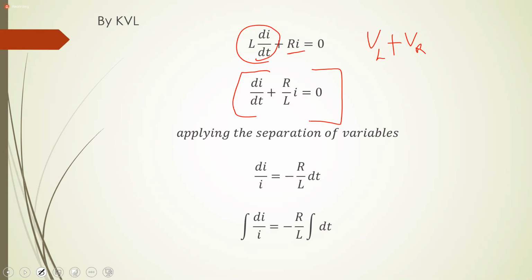Applying separation of variables, we have di over i is equal to minus R over L dt. Taking the integral of both sides, we have ln i is equal to minus Rt over L.